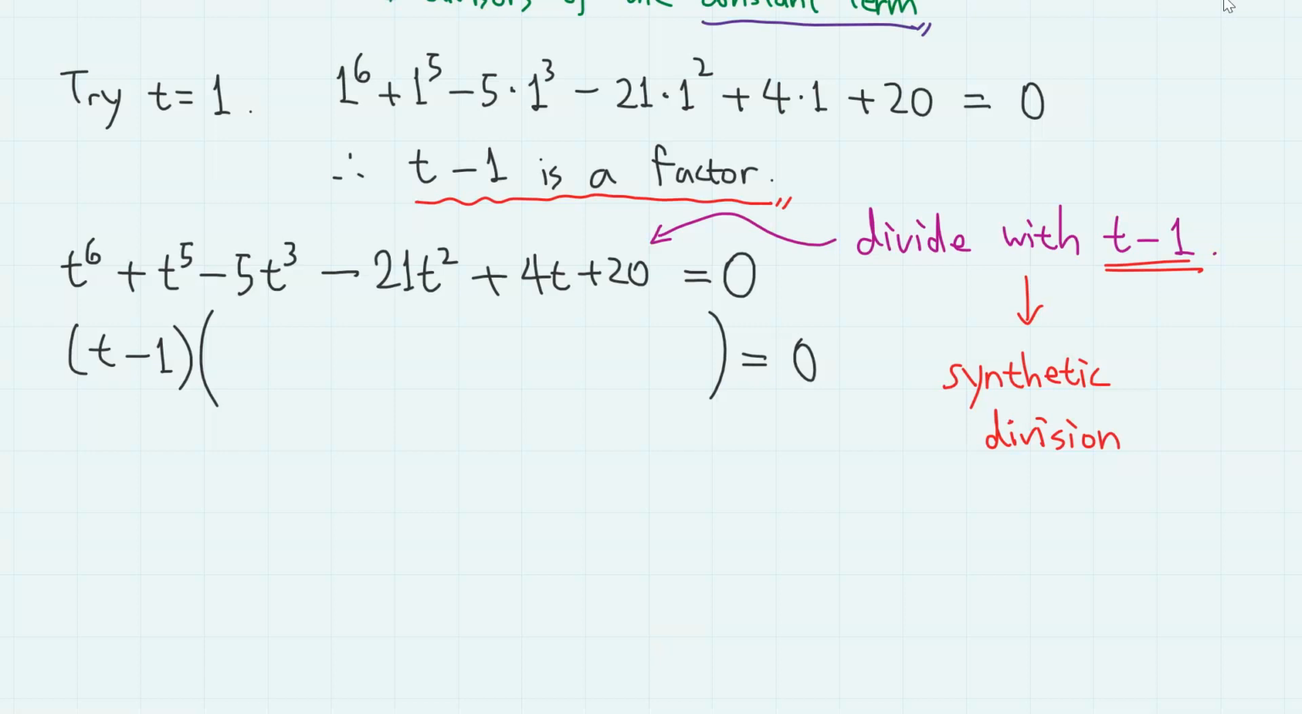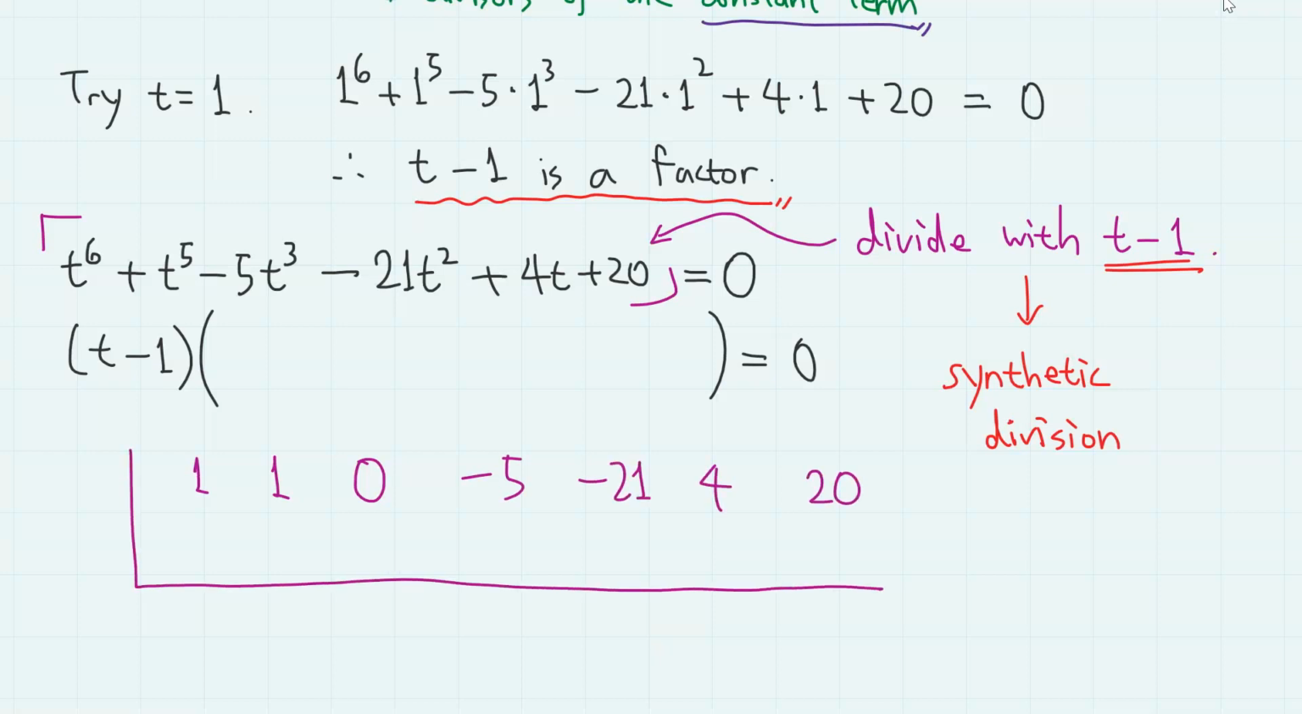So first, we write coefficients of this polynomial: 1, 1, then 0, which is the coefficient of the t to the power of 4 term, then minus 5, minus 21, 4, and 20. We are dividing with t minus 1, so we write 1 here. Now this one just goes down, and 1 times 1, so we have 1. If we add up, we have 2.